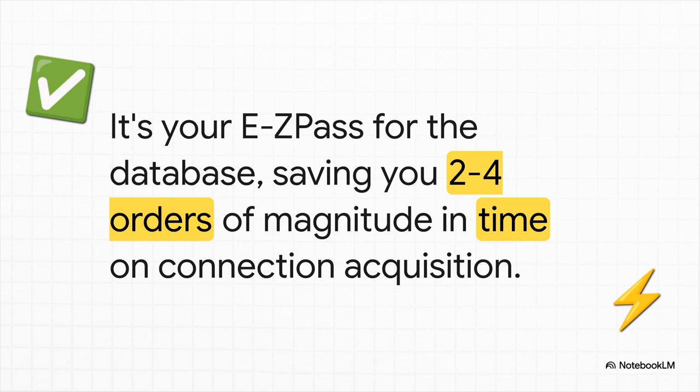So what's the big takeaway here? It's simple. You absolutely have to use connection pooling. It is the biggest tax refund you're ever going to get. It's like having an easy pass for your database. You just fly right through that expensive toll booth every single time.